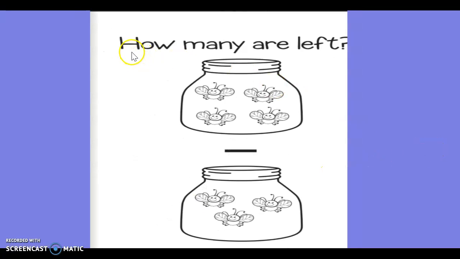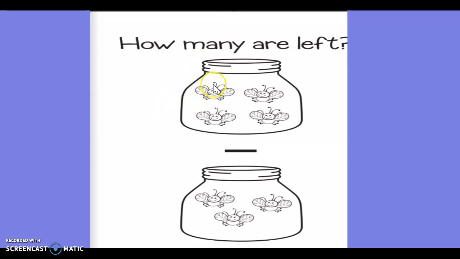All right, let's read. How many are left? Can you read that with me? How many are left? Okay, so if you notice, we have 2 sets of objects, okay? And in this case, instead of using a plus sign, we're using what sign? A minus sign. Good job, minus. And remember, minus means to subtract or take away, okay?